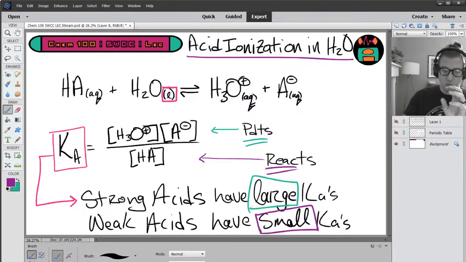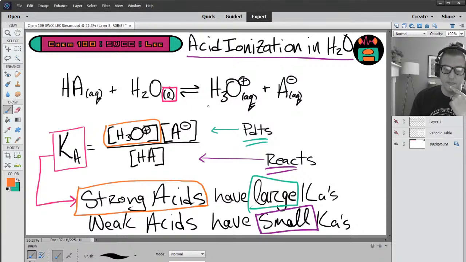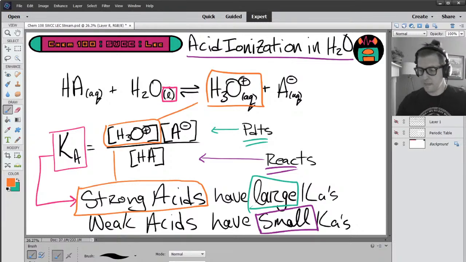So that's why we look at Kas, because the number itself can tell us something about the strength of the acid, whether it's aggressively reacting, whether it's mildly reacting, or maybe not reacting at all. All right. Strong acids, the dangerous kind, have large Kas because they produce a lot of hydronium. All right. That is what strong acids are in the business of making, a lot of H3O+.